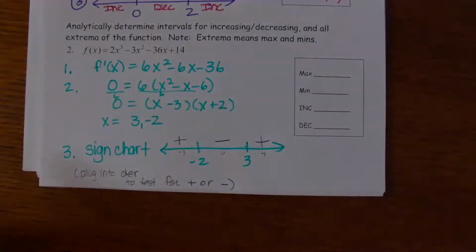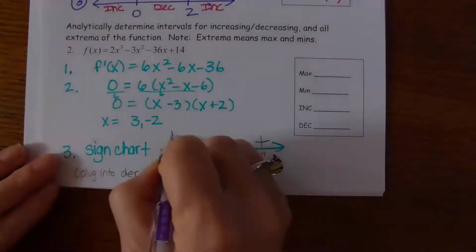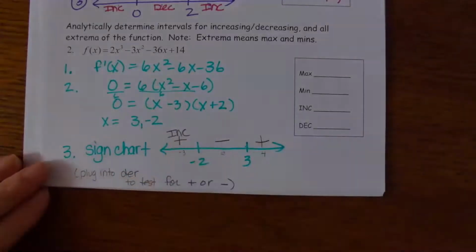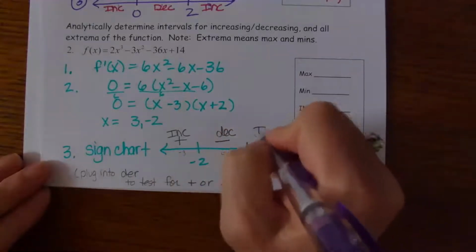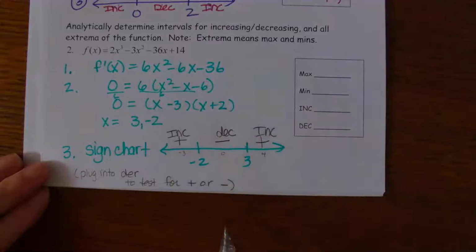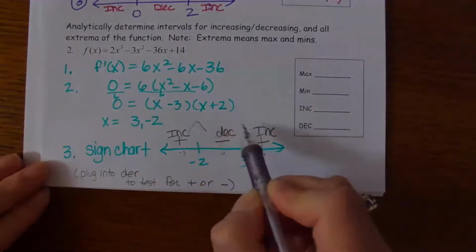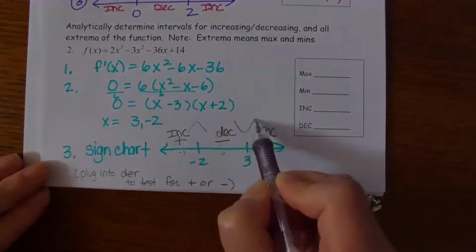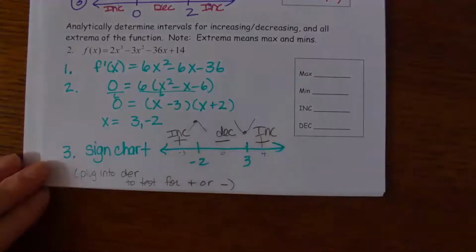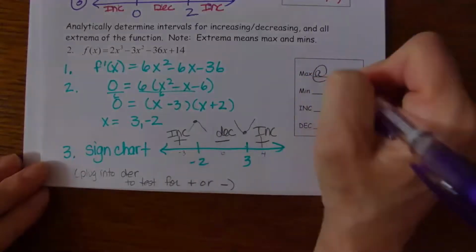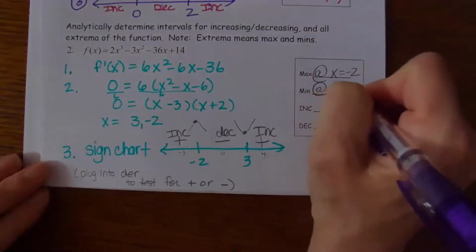So once you find one, what does a positive tell you? Increasing. What does a negative tell you? Decreasing. Positive, increasing. Now just sketch it so you don't have to remember. Increasing goes up, then decreasing goes down. Decreasing's going down, increasing's going up. So right here we have a max. Right here we have a min. So we have a max at x equals -2, a minimum at x equals 3.